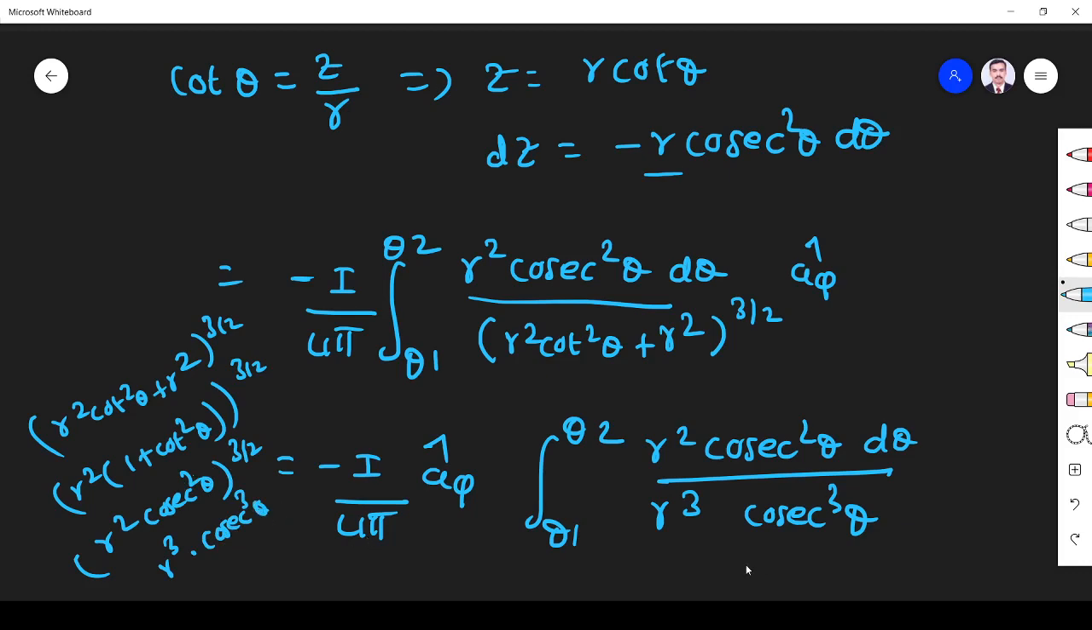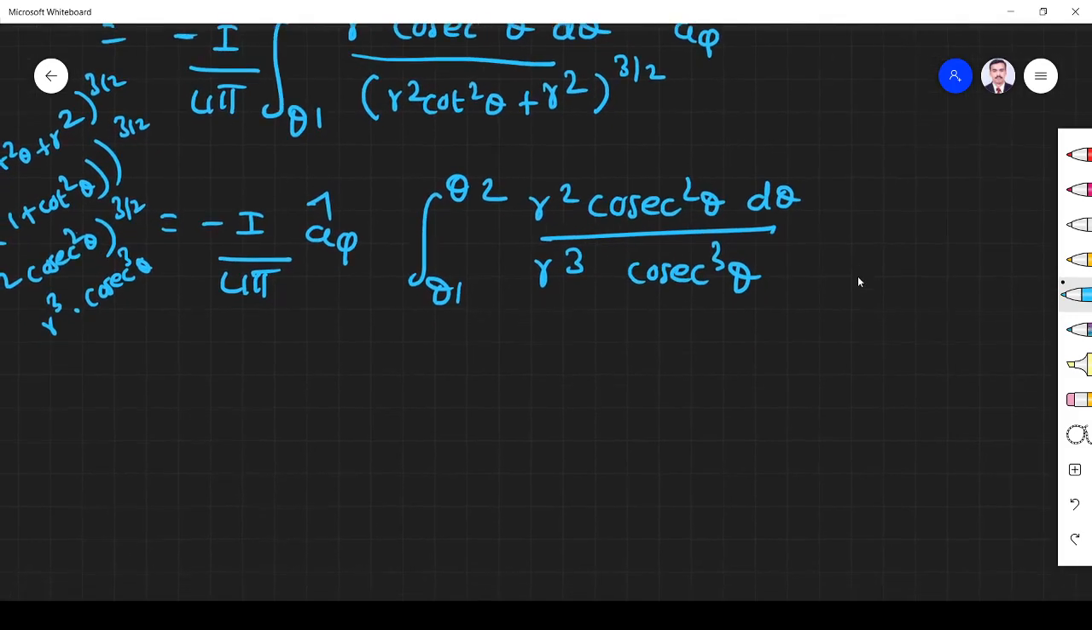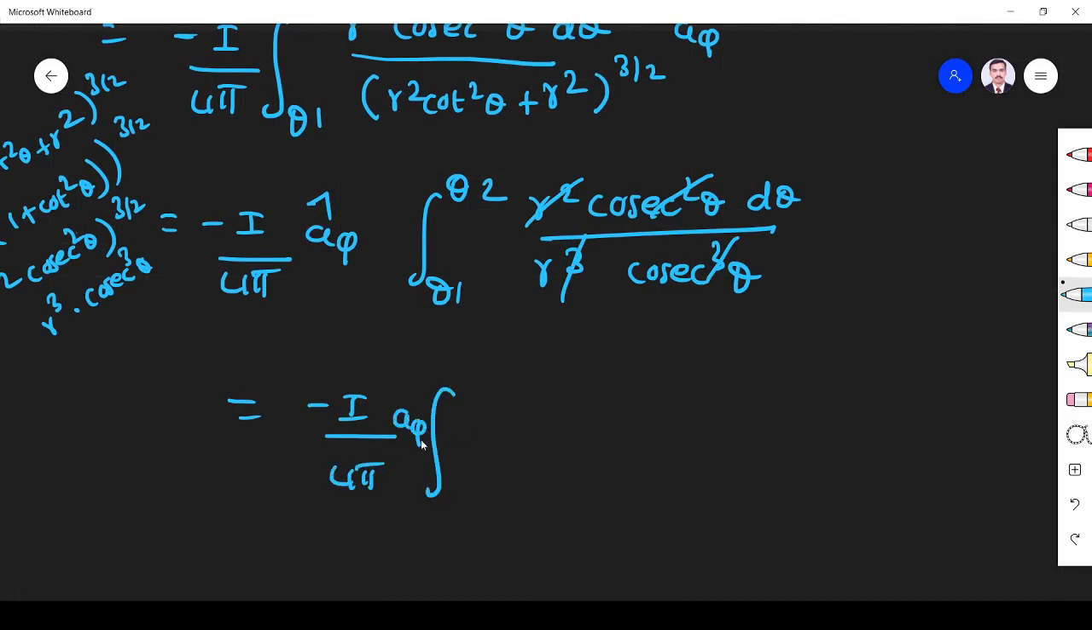So that's what I have written here, right? So what happens? Cosecant square and cosecant cube will cancel. So minus I by 4 pi A phi, theta 1 to theta 2, 1 by cosecant theta is nothing but sin theta d theta. That is what my H vector is.